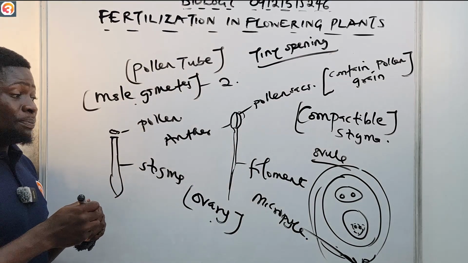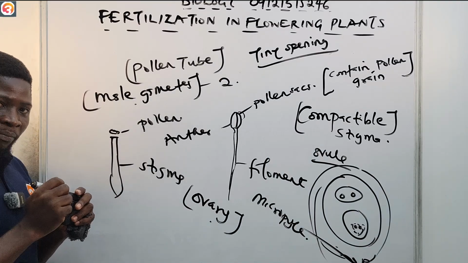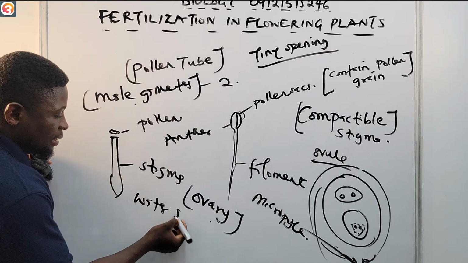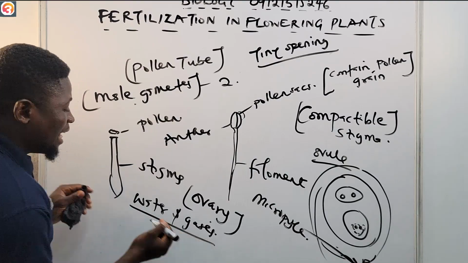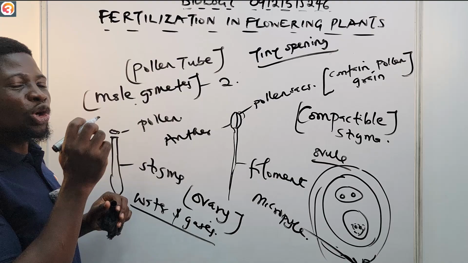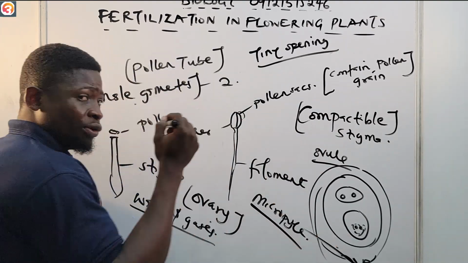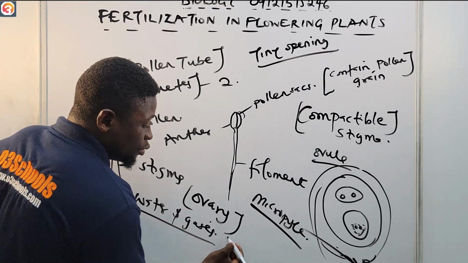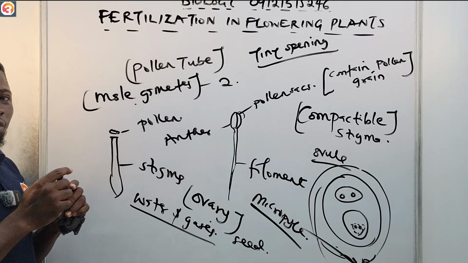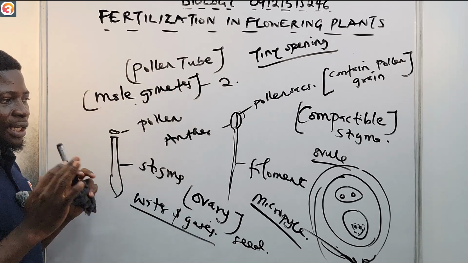The micropyle plays a very important role. The pollen tube enters into the ovule through the micropyle. Also, the micropyle allows the passage of water and gases, and also helps to identify the point of fertilization. So the micropyle is very important. It allows the pollen tube to enter into the ovule, allows water and gases to enter into the seed, and also helps to identify the point of fertilization.